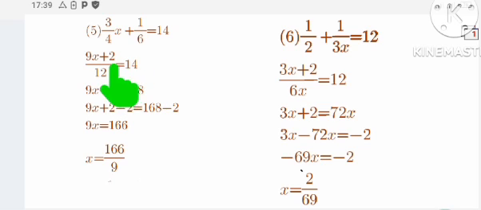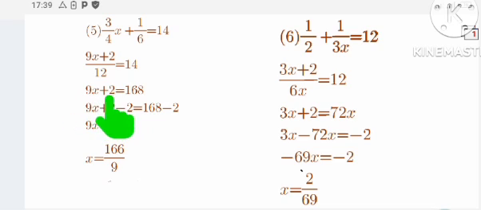14 over 1. And when you multiply the whole of this thing by 1, it's still going to give you the same thing. So we have 9x plus 2 is equal to 168. What do we do next?